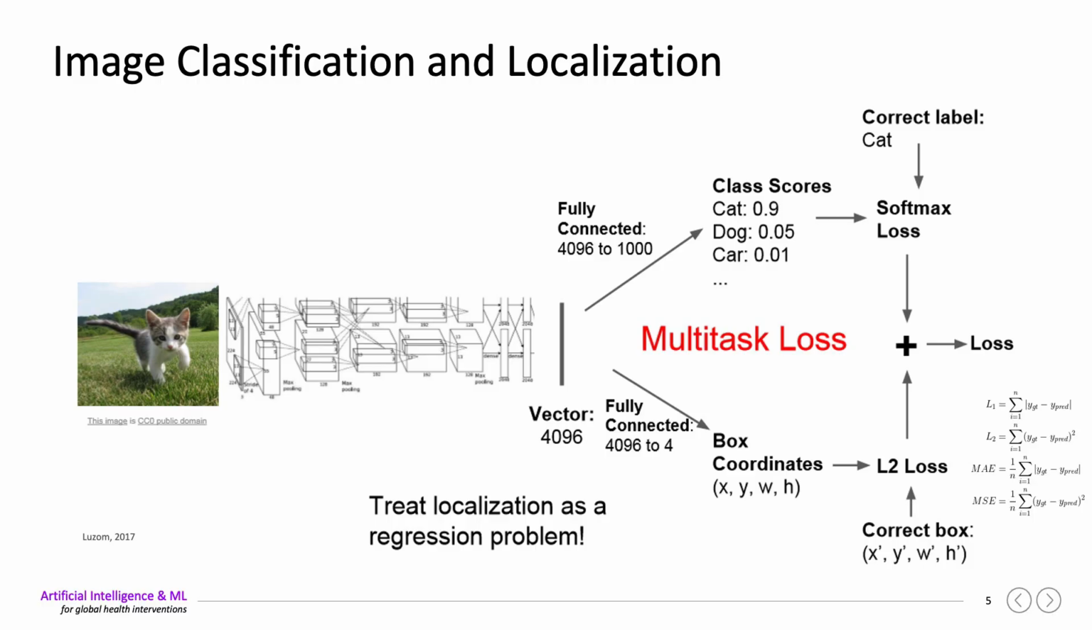A second fully connected branch maps 4096 to 4 box coordinates, x, y, w, and h, and localization is treated as a regression problem compared to the correct box using an L2 loss. The two losses are combined into a single multitask loss, shown in red, which is what the network minimizes. On the right, you can see the loss definitions, L1 as the sum of absolute errors, L2 as the sum of squared errors, and their averaged forms, mean absolute error and mean squared error. The takeaway is that classification and localization can be jointly optimized by summing a classification loss and a regression loss.